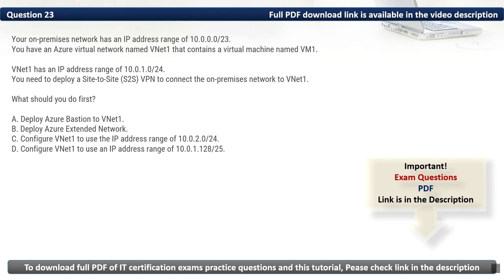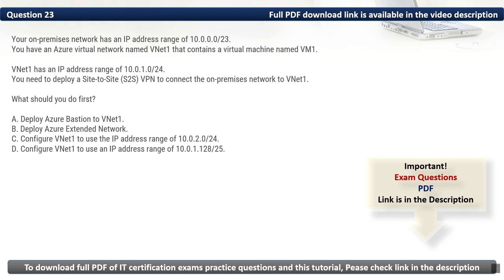We have A. Deploy Azure Bastion to VNet1. Azure Bastion is used for secure RDP/SSH access to VMs, not for configuring VPNs. Then we have B. Deploy Azure Extended Network. There is no service called Azure Extended Network. VPN and network configuration need to be adjusted manually. Then we have D. Configure VNet1 to use an IP address range of 10.0.1.128/25. This still falls within the original range and will overlap with the on-premises network.